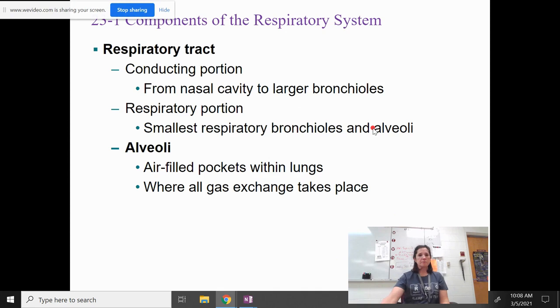Your respiratory tract has a conducting portion, from the nasal cavity to the bronchioles, and a respiratory portion, the smallest part: those bronchioles and those alveoli, the cluster of grapes that I showed you. Those alveoli are covered with capillaries, and that's where the gas exchange takes place. So breathing in, oxygen gets into the lungs, and then we know that our pulmonary veins bring it back to the left side of the heart, and via the aorta, all of the oxygen-rich blood goes out to all of our cells.